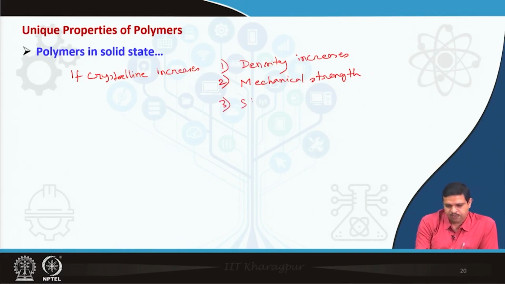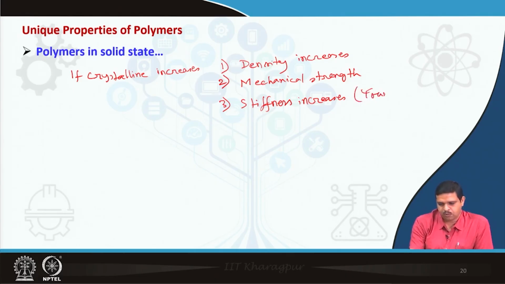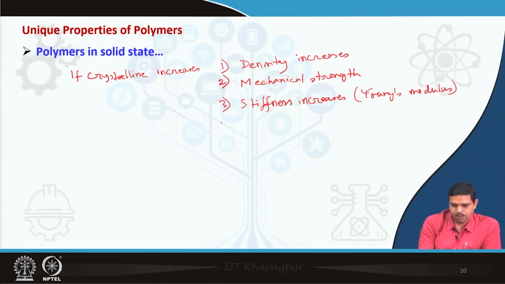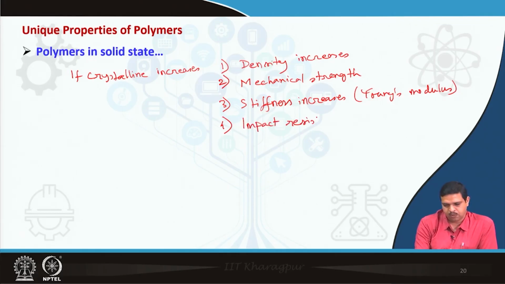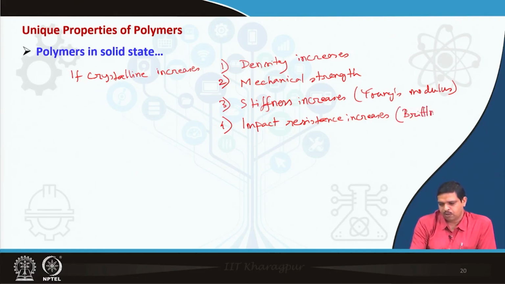Then barrier property increases. That means diffusion is difficult, so permeability is difficult. Okay. And definitely solubility decreases. So, you see how the crystallinity governs the properties of the polymers.